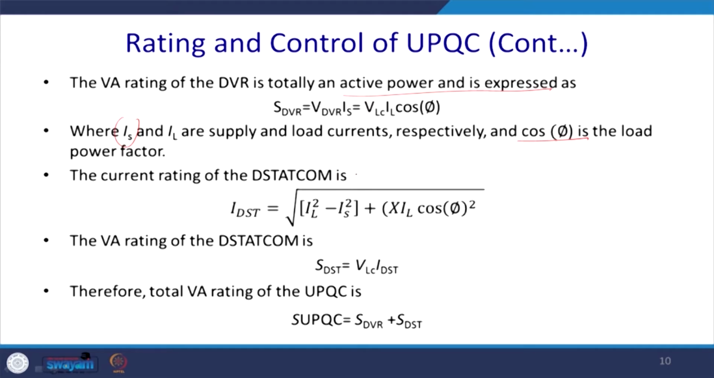So, the current rating of the D STATCOM will be the square root of IL square minus Is square, that is the extra current that has to flow, plus (X IL cos phi) square, and from there the VA rating of the D STATCOM will be VLC into I_DST, and the total rating as we have seen is DVR plus D STATCOM.